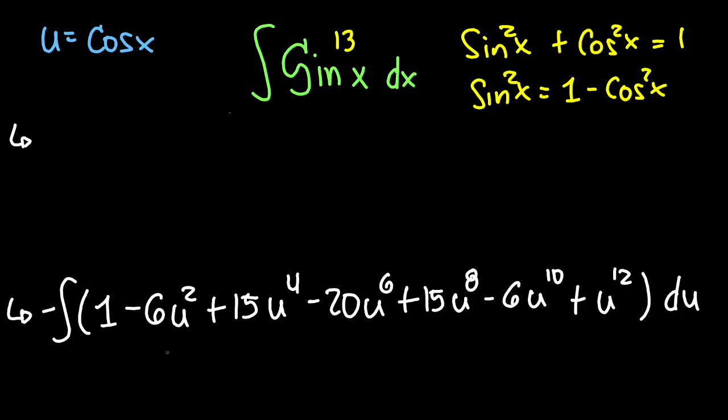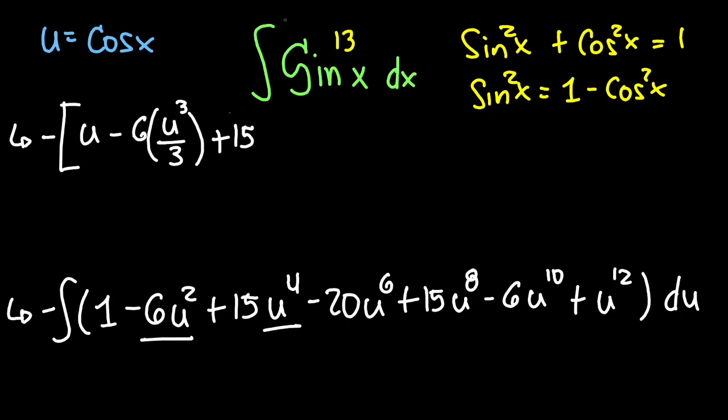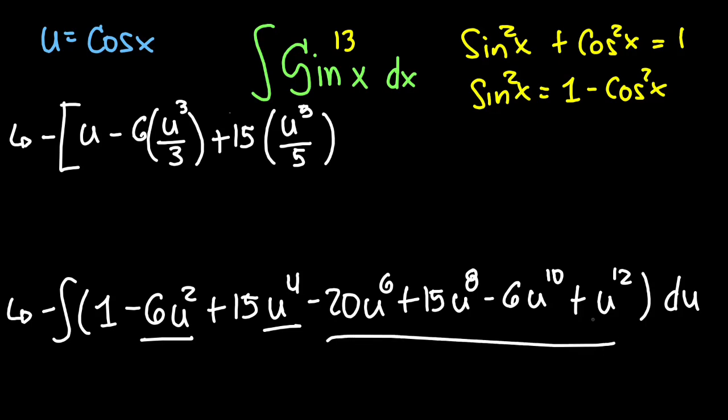Now that you have that, the next step would be to integrate this one by one. And don't forget to put the negative sign in here first. Let me just put a bracket which would represent the integral of this one. Starting with this, the integral of 1 of du would be equal to u minus, for this one, 6 multiplied by the integral of u squared would be u to the power of 3 over 3, plus 15 multiplied by the integral of this one, which would be equal to u to the power of 5 over 5. These are just power rule of integration.